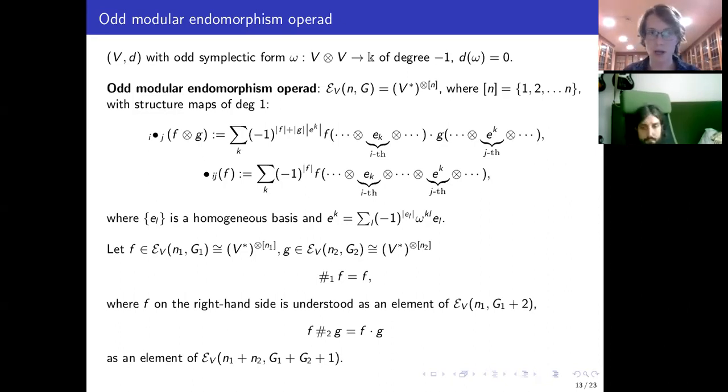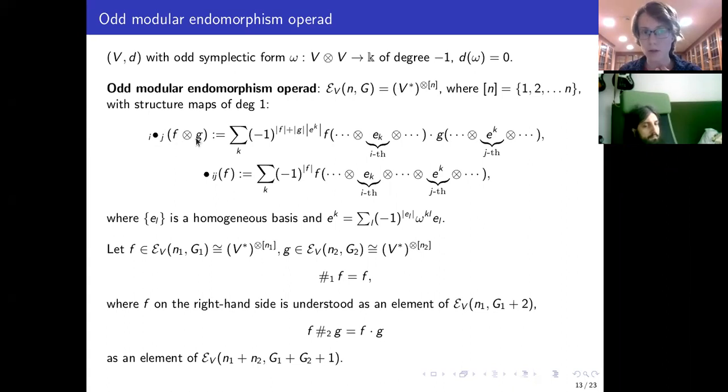So I will consider a vector space with an odd symplectic form, which will be of degree -1. It will be compatible with the differential. I will use this later. And the odd modular endomorphism operad is then, you take the collection, the sigma module will be given just by the tensor powers of the vector space. Here I consider just the graded dual. And the structure maps, the compositions, are now of degree 1.